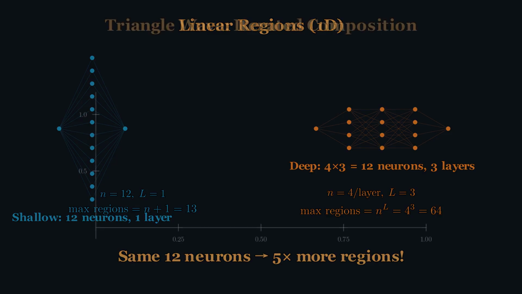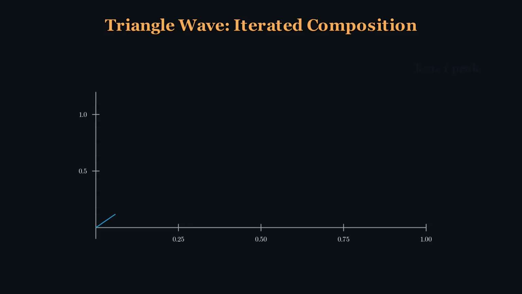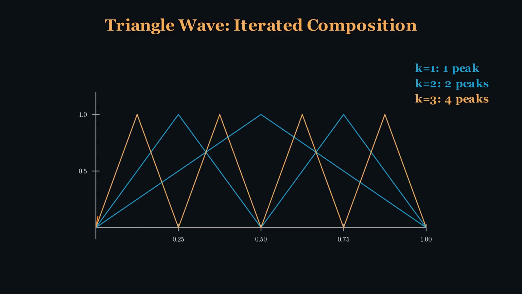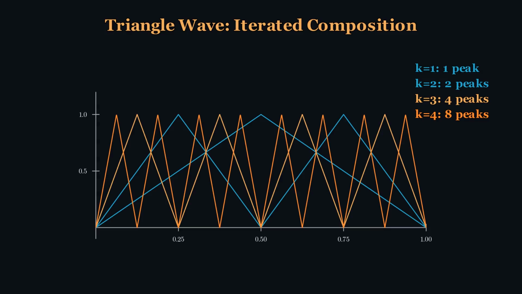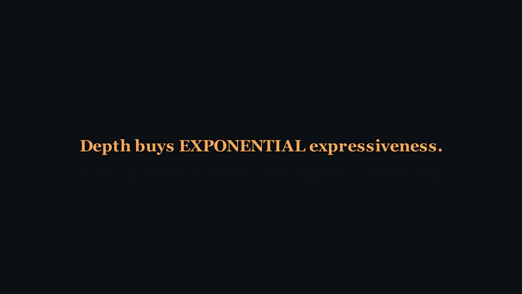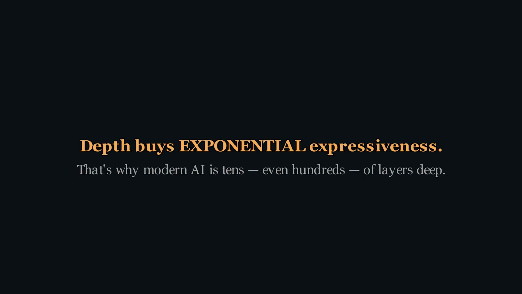The reason becomes vivid with the triangle wave. 1 composition, 1 peak. Compose it with itself, 2 peaks. Again, 4 peaks. Again, 8 peaks. Each additional layer doubles the complexity. A deep network represents this with just O of k layers and constant width. A shallow network would need 2 to the k neurons, exponentially more. This is why deep learning is deep. Depth doesn't just add, it multiplies. And that exponential advantage is what makes modern neural networks so powerful.